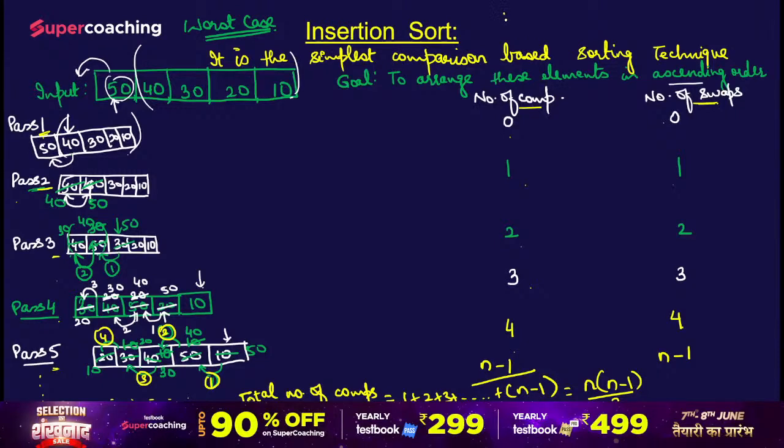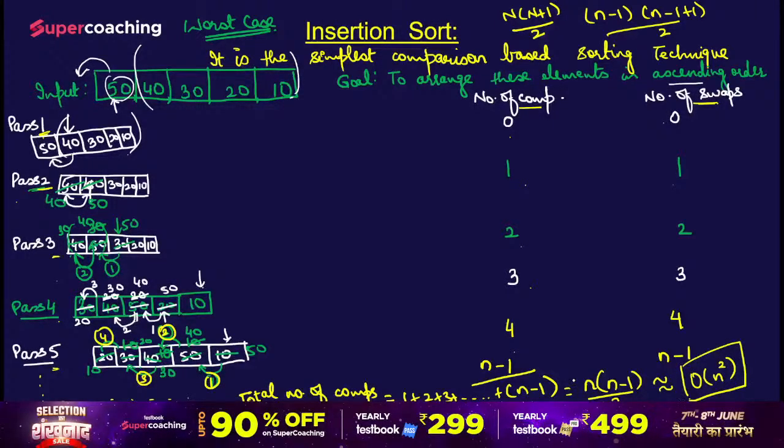How am I getting this? Normally the formula is n into n plus 1 divided by 2, but here the value of n, the number of terms, is n minus 1. So I'm substituting n minus 1 plus 1 divided by 2. So it comes out to be n into n minus 1 divided by 2. That is nothing but approximately order of n square. And that is the worst case time complexity for insertion sort. You can consider the number of swaps or the number of comparisons. The total number of swaps is also the same in this case, also n square.